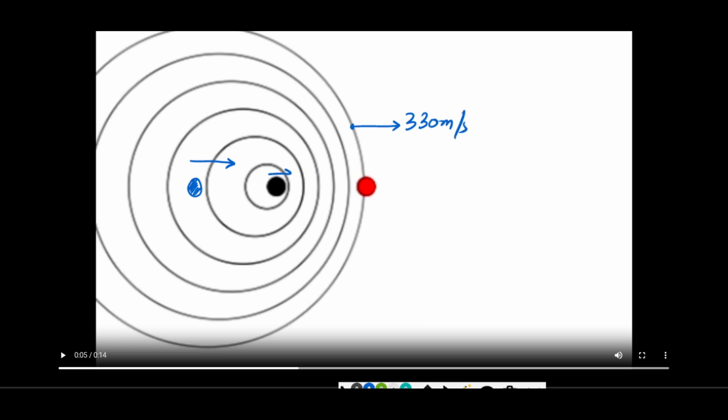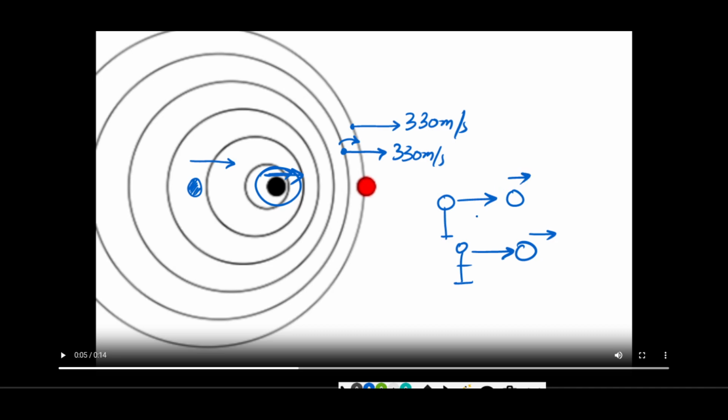But as the object is also moving, the wavefront behind the first wavefront has moved a certain distance because the source was also moving. Although the wave is moving at 330 meters per second, since the source is moving, this wavefront has moved a bit further than it should have. It's like a person throwing a ball at a certain speed, but if the same person throws the ball while running, the speed will be a bit different. That's a simple way to visualize this.